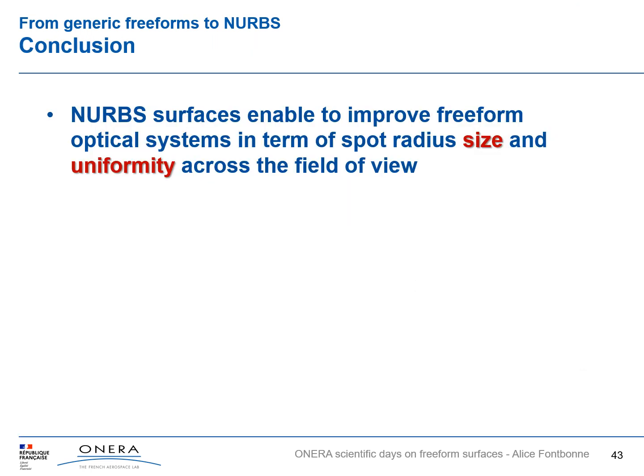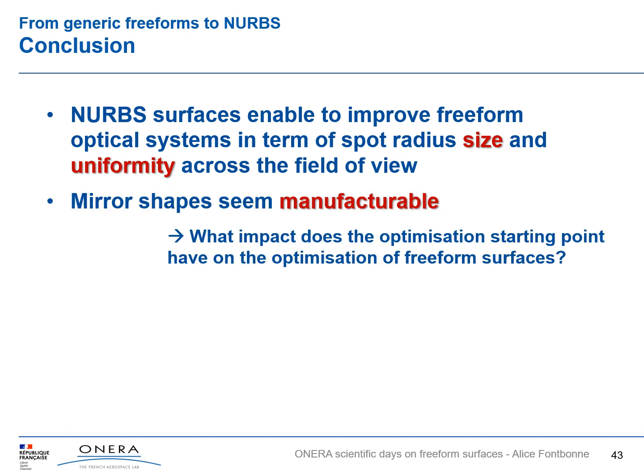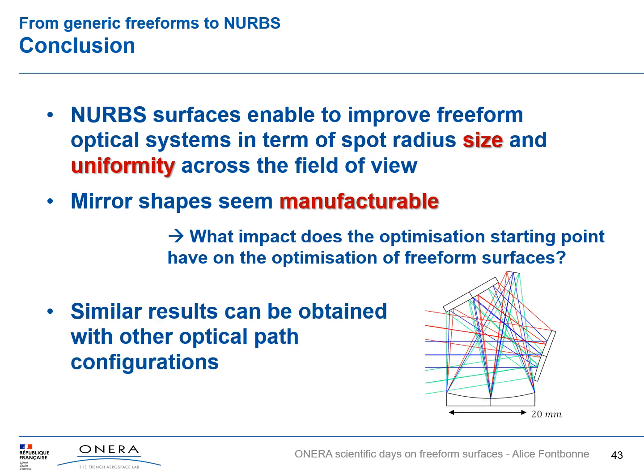Okay, so to conclude, NURBS surfaces enable us to improve freeform optical systems in terms of spot radius size and uniformity across the field of view. Mirror shapes seem manufacturable, but we can ask what impact the optimization starting point has on the optimization of freeform surfaces. And the next part of the conclusion is that similar results can be obtained with other optical path configurations, like this kind of optical path configuration, for example.